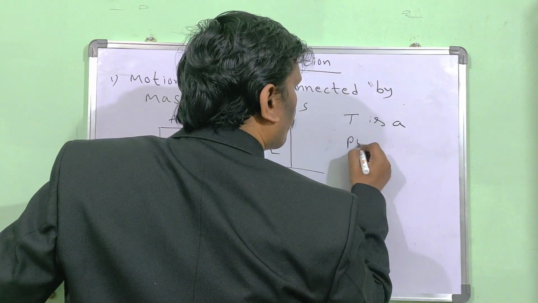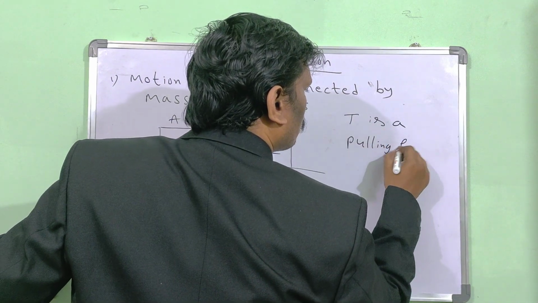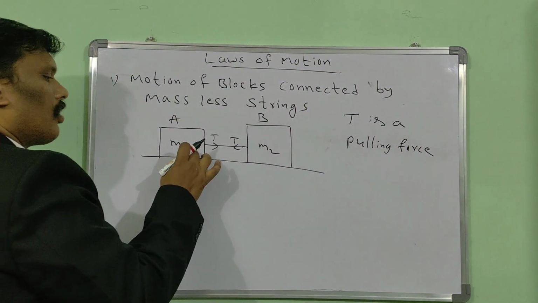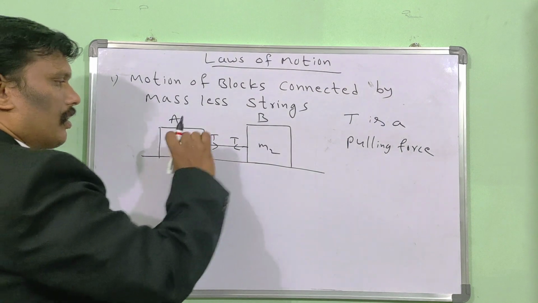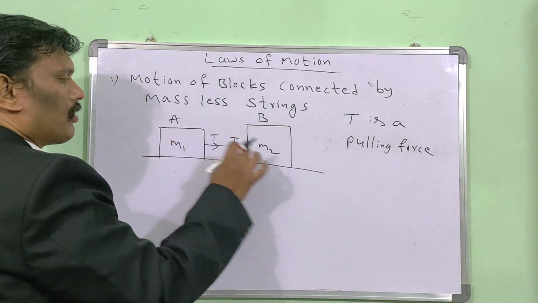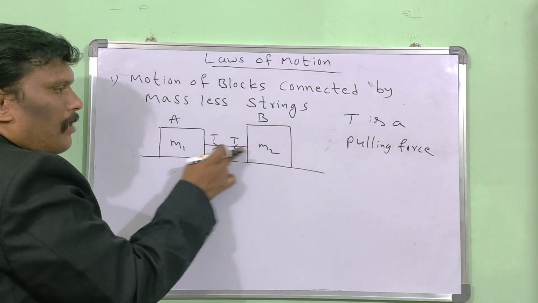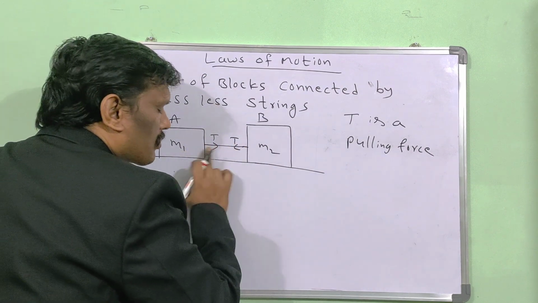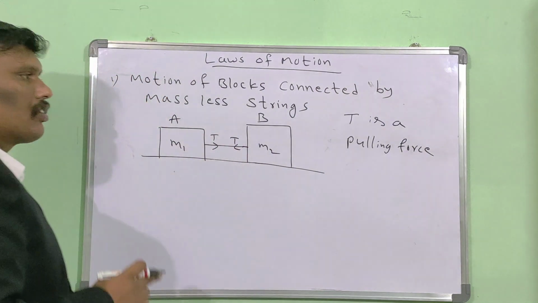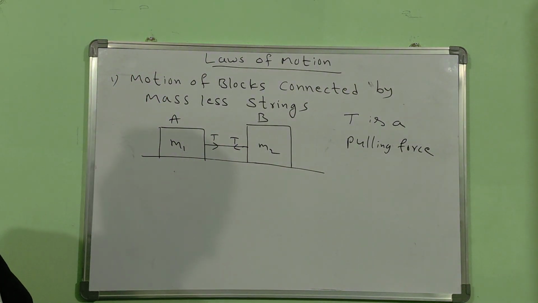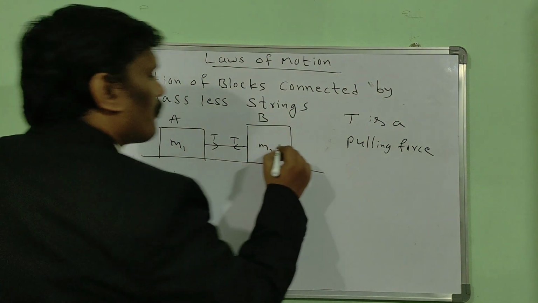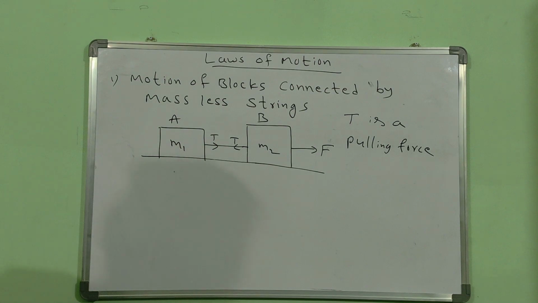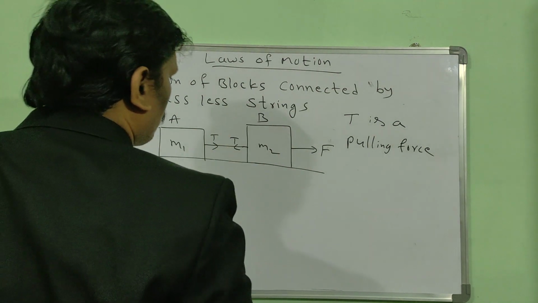Tension is a pulling force. It always pulls the body. So the tension T pulls M1, and the tension T pulls M2. All the tensions are the same at all points throughout the string, because the string is massless. Here I am going to consider that some force F is acting on the system, and this force pulls the system.